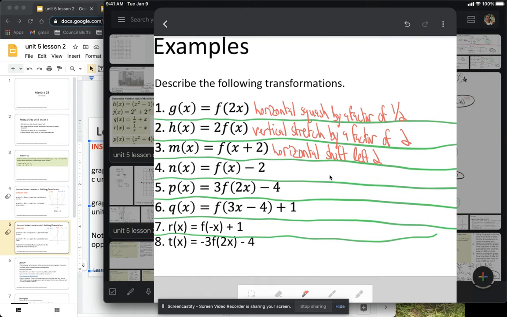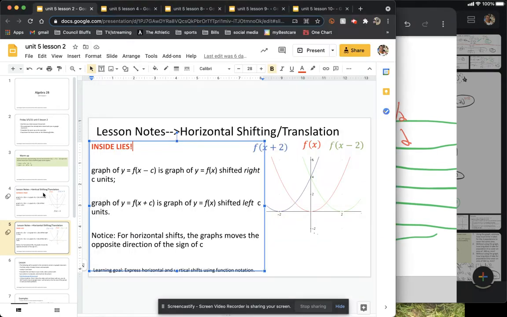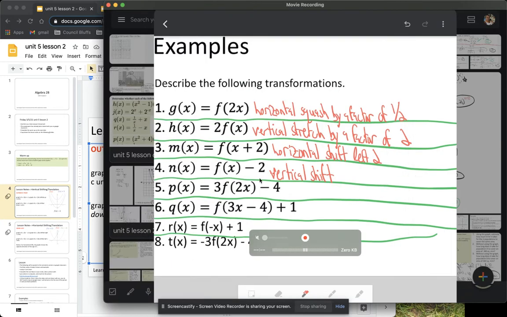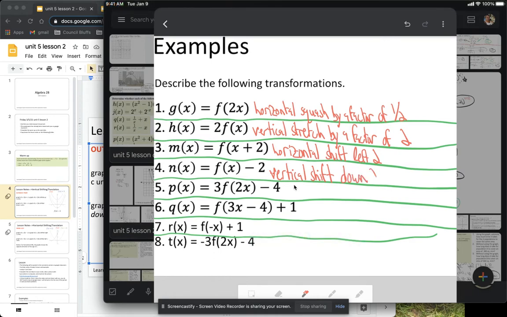Number 4, same thing, except notice the minus 2 is outside the parentheses. So this is going to be a vertical shift, and it's going to be up or down 2. With vertical shifts, the outside is true, meaning we don't do the opposites. So minus 2 means down 2. So this is a vertical shift down 2.